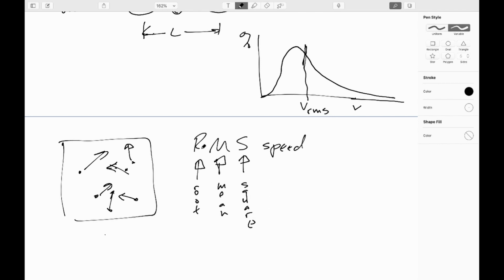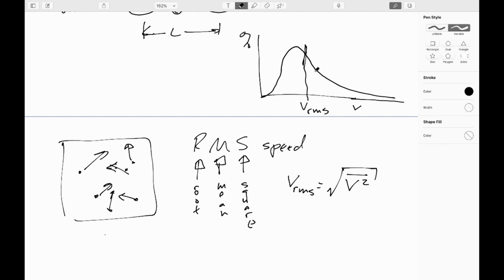So the idea is the square root of the average, the mean, of the squares of the velocities. By squaring everything, you make them all positive numbers. Then you take the average, and then you take the square root to get back to a speed. So v_RMS is equal to the square root of the average of the velocities. Remember, a bar means average. So square root of the average of the squares of the velocities.